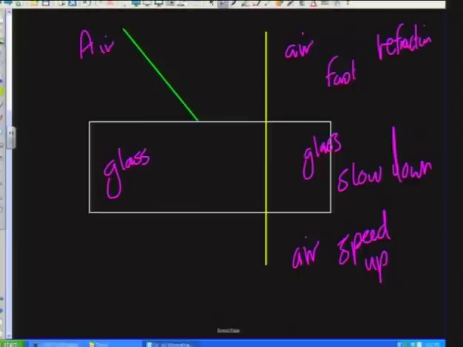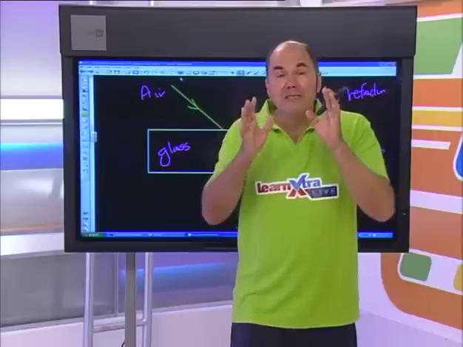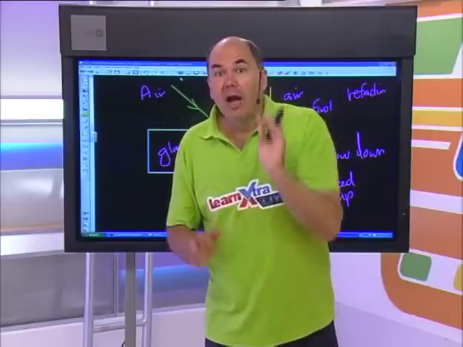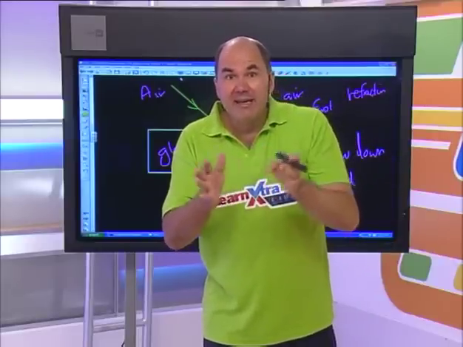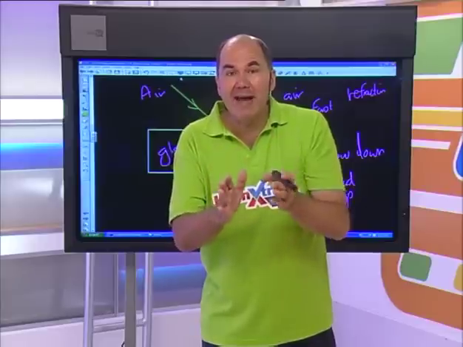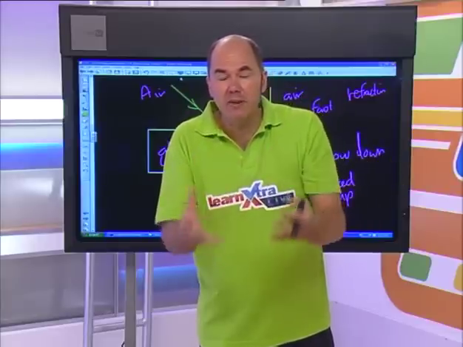Now, when we have a beam of light that is at an angle like that one, then there is an additional effect. We will see that the beam of light doesn't go straight through. It will bend, and that's what you need to be able to explain. The bending of light when it travels through a transparent object.